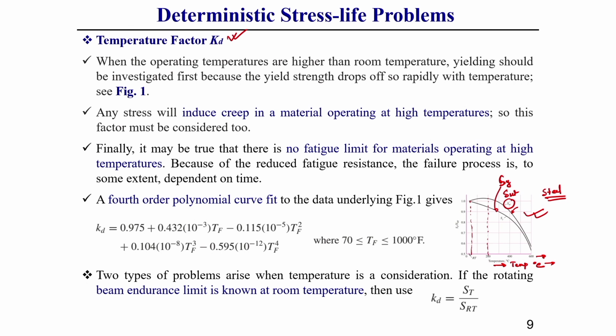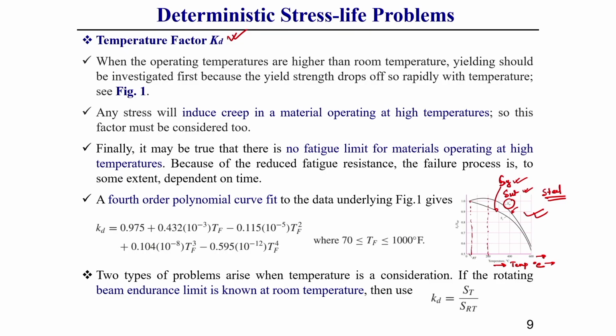As the ultimate strength as well as the yield strength decrease with temperature, a separate factor needs to be considered for endurance strength calculation if the actual specimen is subjected to a different temperature. If it is room temperature, then fine, you can consider this Kd value equal to 1. But if it is a different temperature range, then its value will be different.